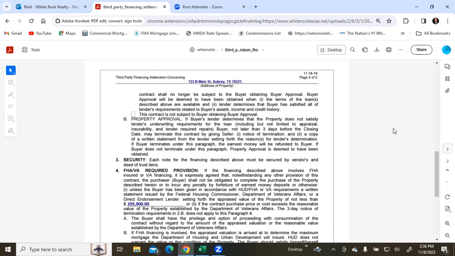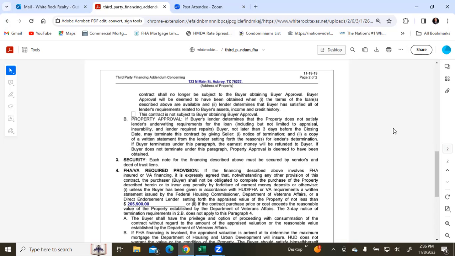And it says, buyer not later than 3 days before the closing date may terminate this contract by giving the seller notice of termination. There's a form for that, right? We all know that. 2, a copy of the written statement from the lender setting forth the reason for the lender's determination. If buyer terminates under this paragraph, the earnest money will be refunded to the buyer. Okay. So again, the most common reason for a property not meeting a lender approval is the appraisal.